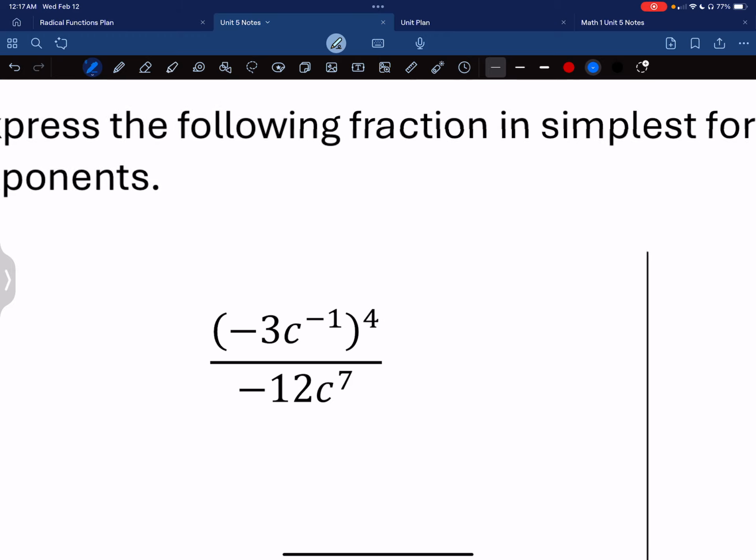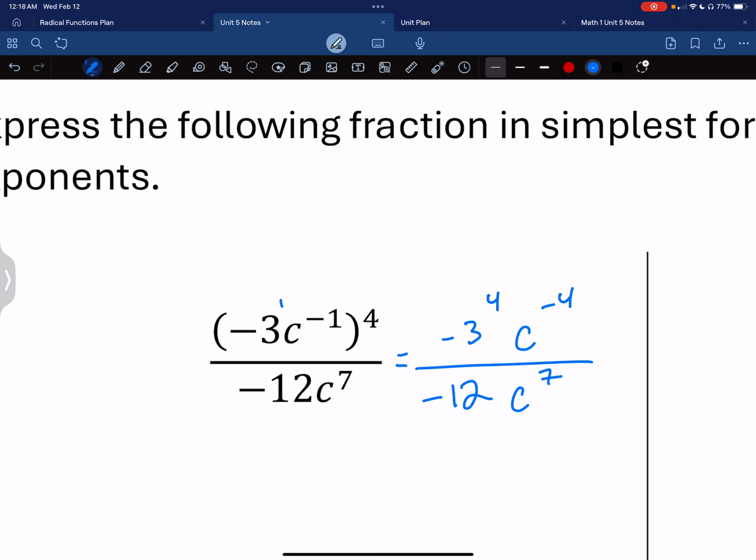Okay, so if we look here, I like to work my way from outside in, and so I'm going to take this 2 and distribute it inside. So I have negative 3 to the first power. This is going to be negative 3 to the fourth power, because when we raise a power to a power, we multiply. And then I have negative 1 times positive 4. We're going to have c to the negative 4. And then on bottom, we're going to have negative 12, c to the 7th.